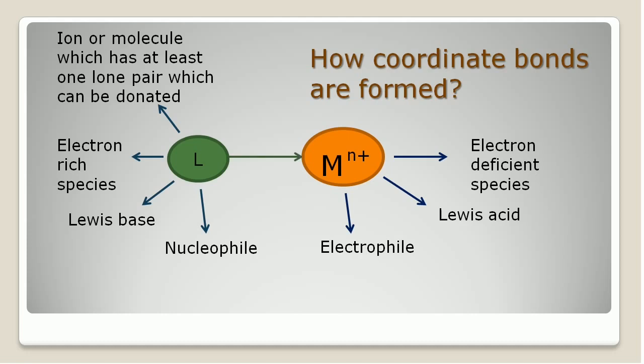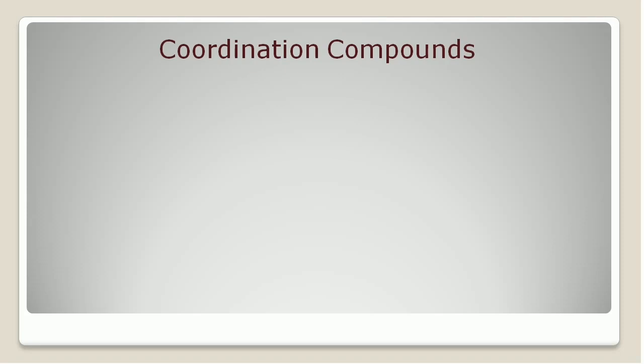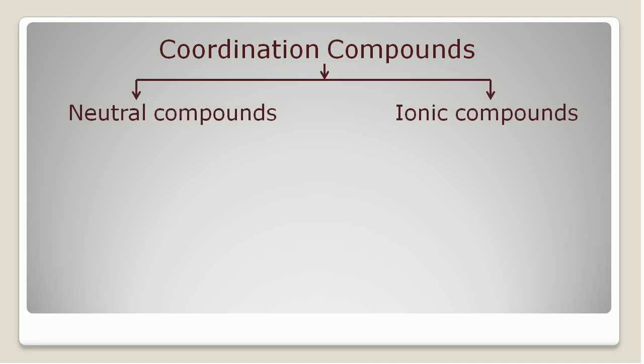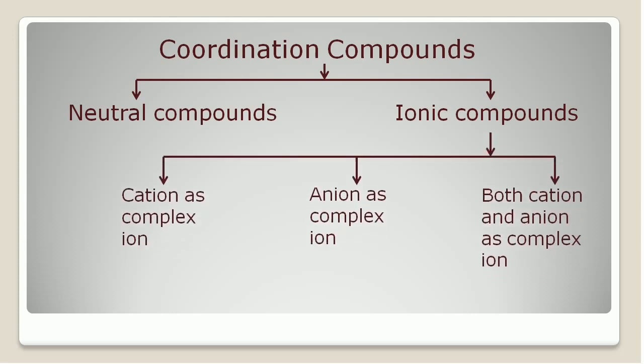Next, we will be discussing the types of coordination compounds. There are basically two types of these compounds, the neutral compounds and the ionic compounds. The ionic compounds can further be divided into three groups as these compounds may have the complex ions as cations or anions or both cations and anions. Let us go through some examples of this.